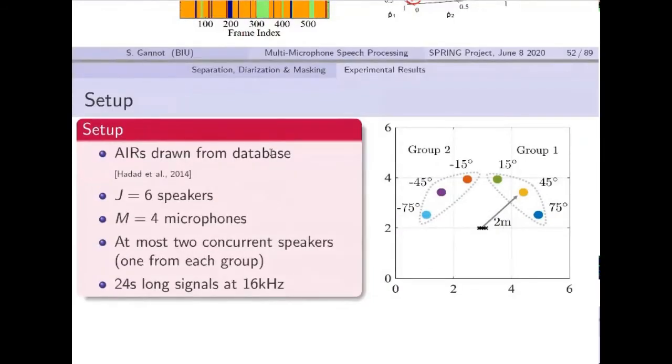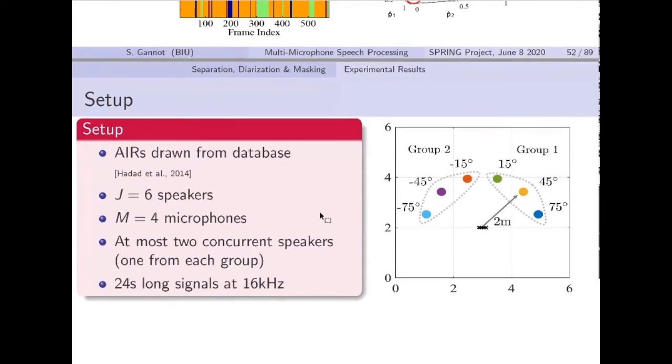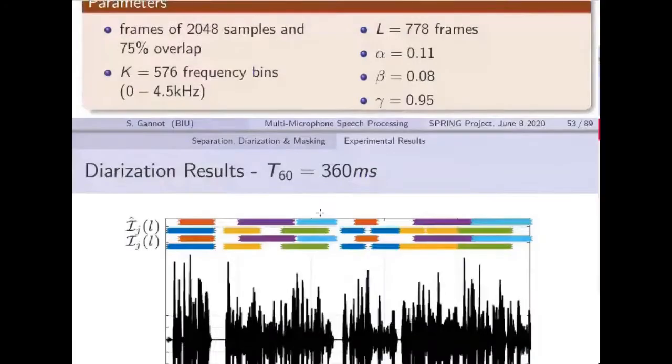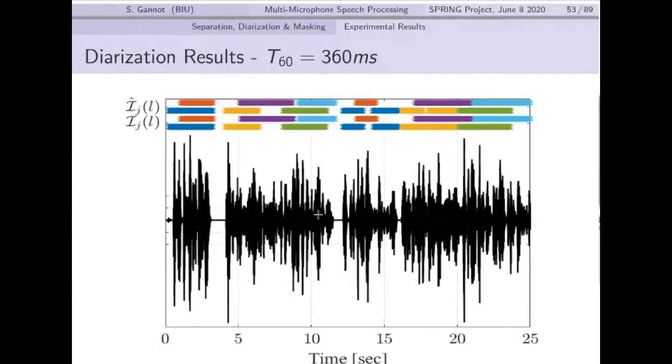We start with more static validation, for which we use the database of acoustic impulse responses that we measured in our lab. There are 6 speakers here, 4 microphones only. But we assume that only 2 speakers are concurrently active, and we took 24 seconds, where there are some parameters which are not important. And this is an analysis of one of the segments.